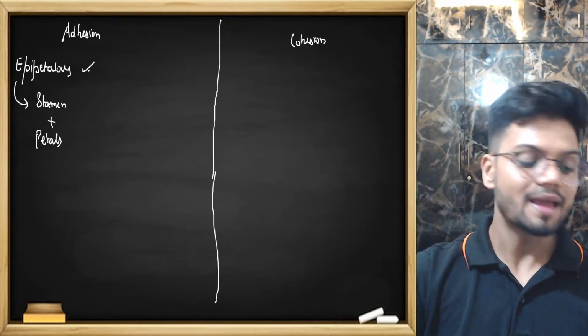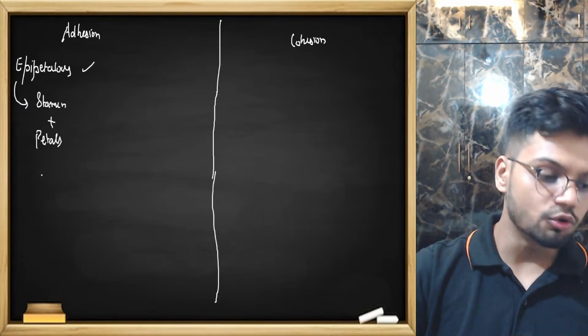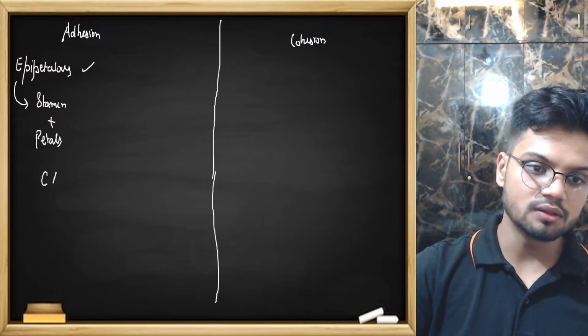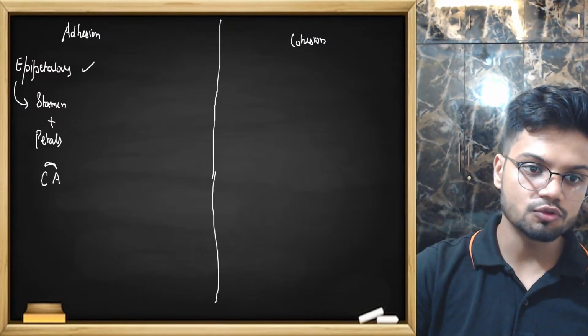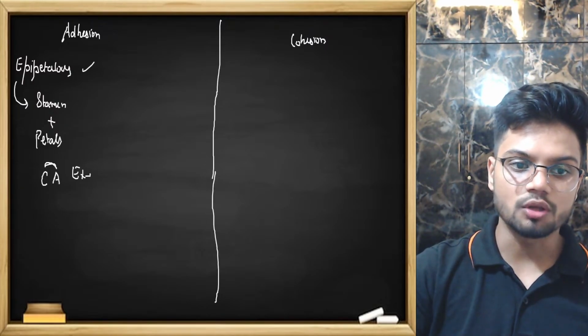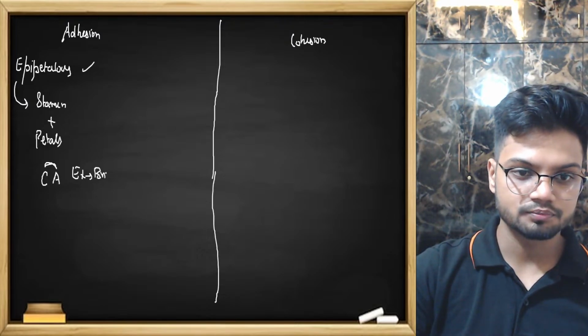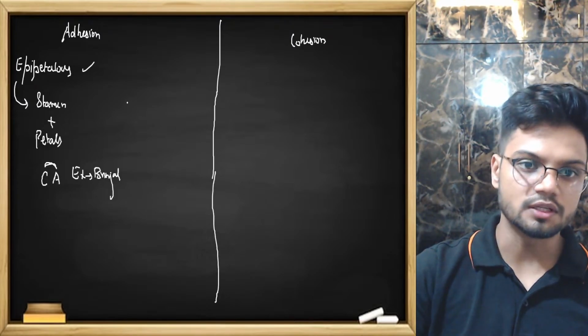It is called what? Epipetalous condition. How do you represent it? This is corolla, this is androecium, both are fused from the top. Example is brinjal. That is the first one.